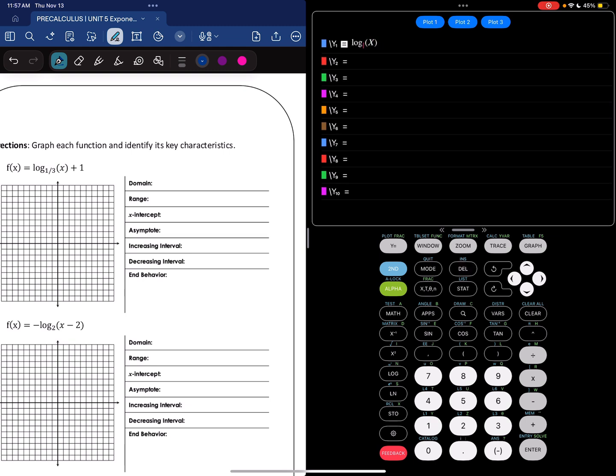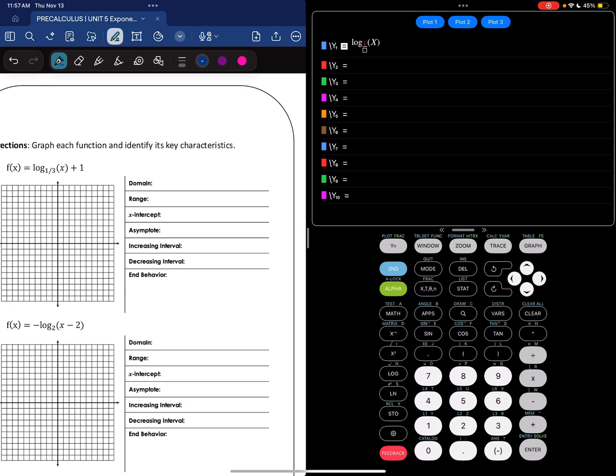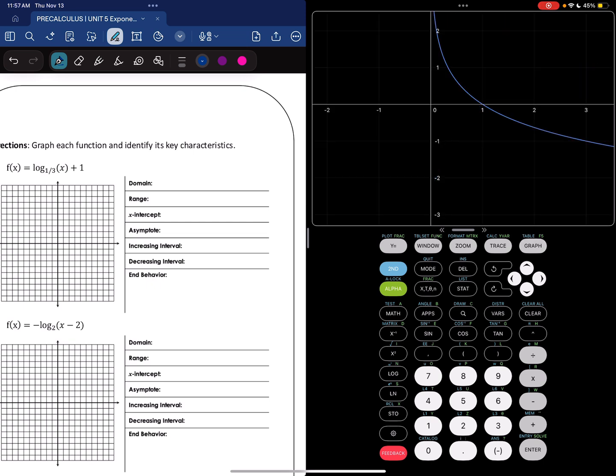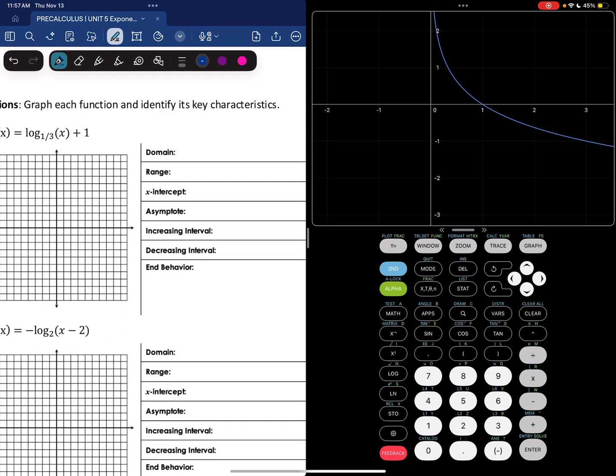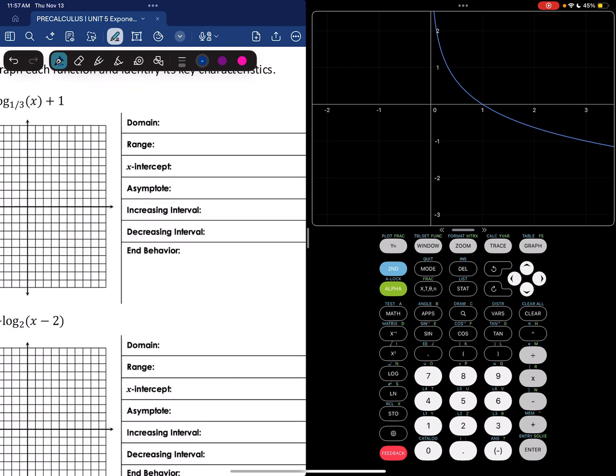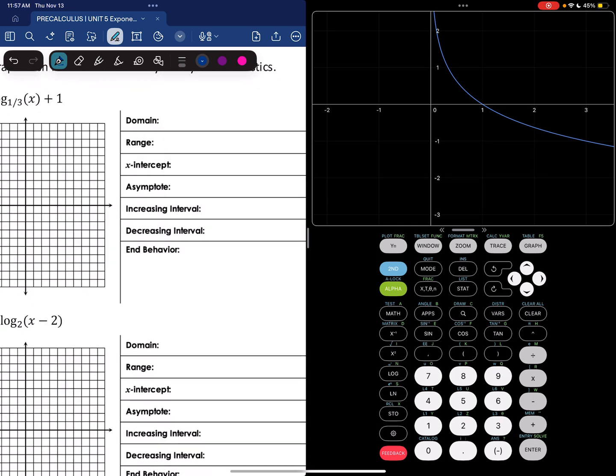Just going to delete this and insert a fraction, and that's the base, the fractional base of 1/3. So the base is 1/3. So if you're thinking like an exponential function, that was a decaying function. And so you'll see here, this logarithmic function does look to be decreasing, decaying as well. So that should be true because they are so connected with one another.